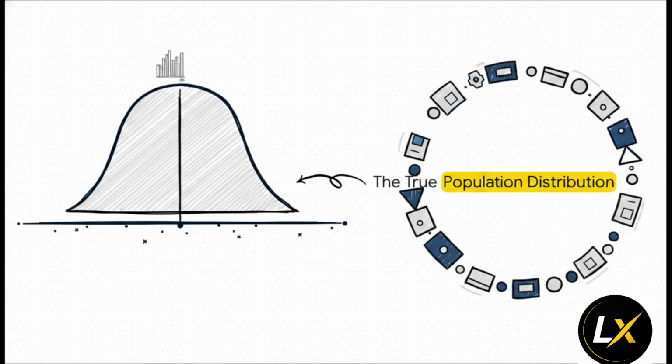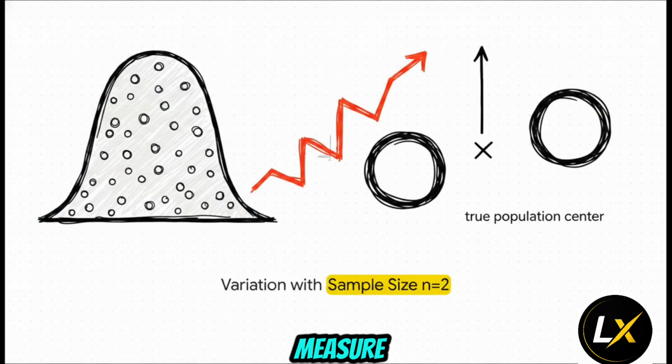Take a look at this. Here we have a stable, unchanging population distribution. You can see the total spread of all the individuals. This is reality. It's the true underlying behavior of the process. But what happens when we try to measure that reality? If we only pull 2 items from it, a tiny sample size of 2, look at how drastically different it looks from the real population. The average of just these 2 items would be wildly off the true center mark.